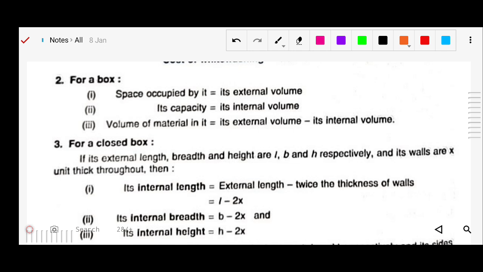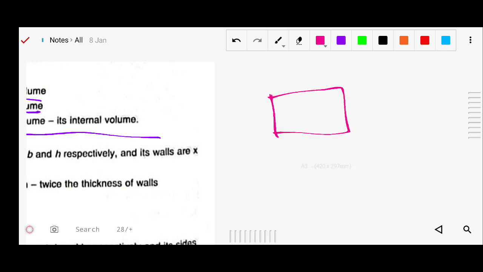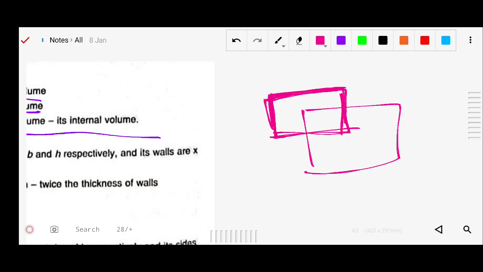Now one more concept that we have to see, which is for a box. We have seen it for the room, now we have it for the box. So for a box, what is the concept behind this? The space occupied by it. Any box occupies some space. For that, the external volume, and the capacity is the internal volume, and for the material it is external minus internal. To understand it, go through this figure I am trying to give. It is made of some material and it has some width, okay.